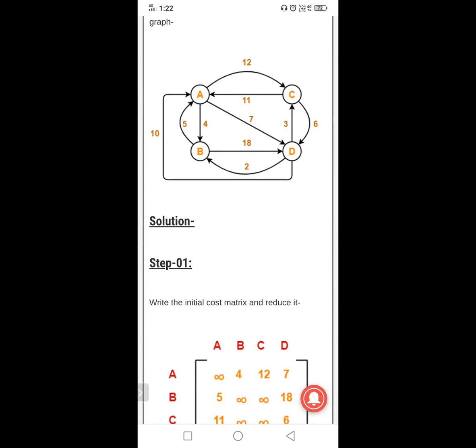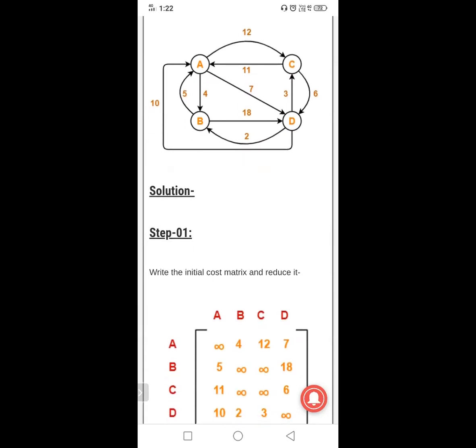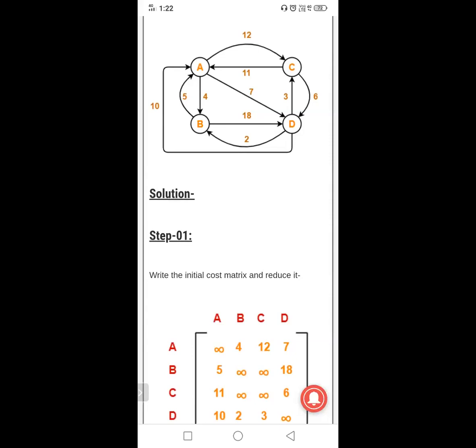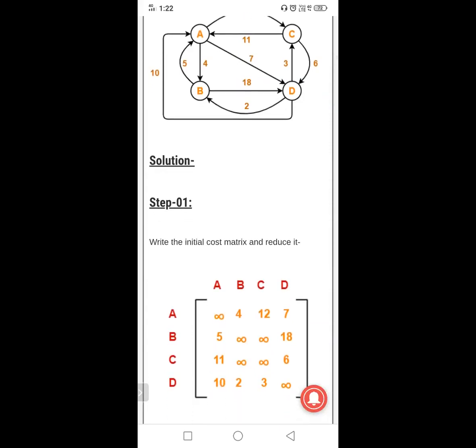And A to C we connect directly, A to C is 12. Then A to D is 7. We consider A and the remaining vertices, and whichever is minimum cost, we write there. So in this way, we have to plot this graph into this matrix form.